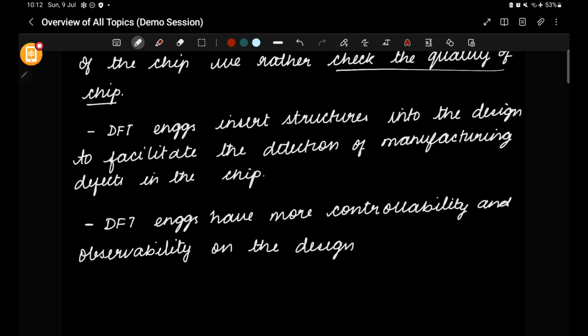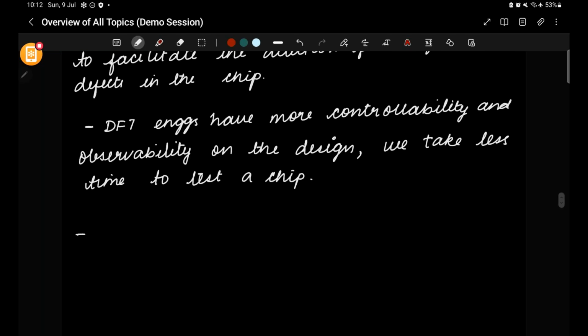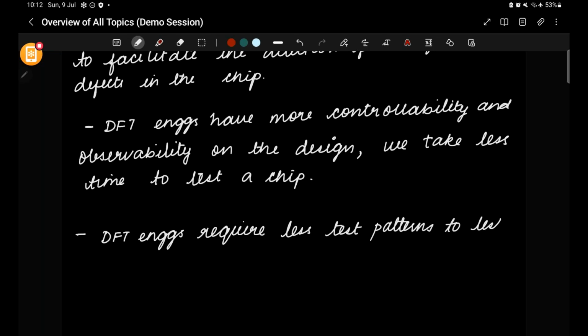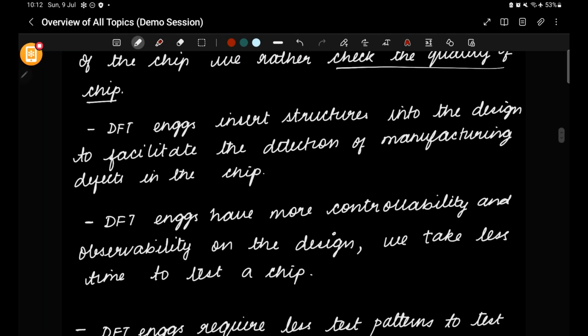So as we have more controllability and observability on the design, we take less time to test a chip. And DFT engineers also require fewer test patterns to test a chip. In order to justify the first three statements, I'll give you one example.